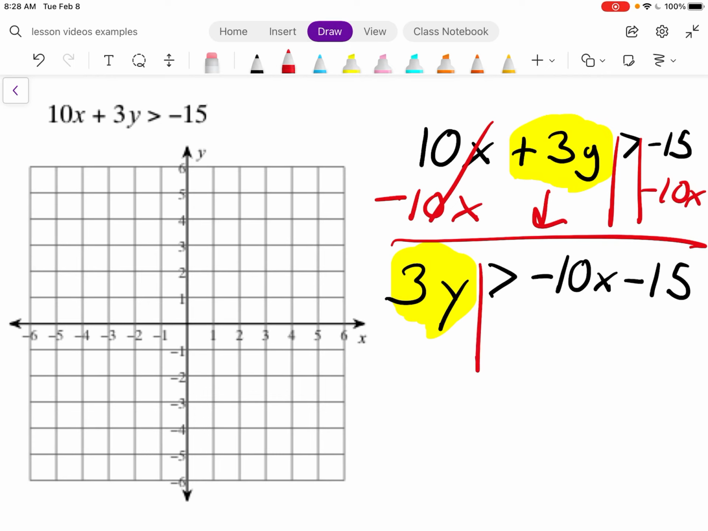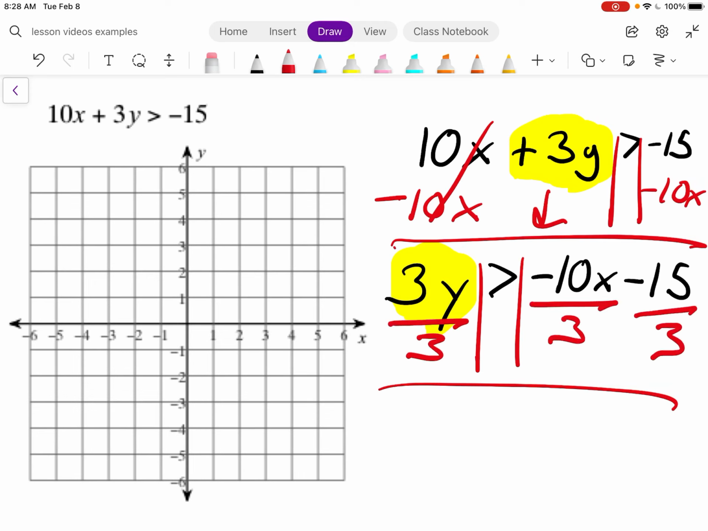So I will separate my sides again, and on the final step, you will always divide by what is touching, or your coefficient of y. You're going to divide everything by that number. So we have the 3 divided by 3, which cancels out. Just gives y by itself. We divide by a positive, so the inequality stays the same direction.